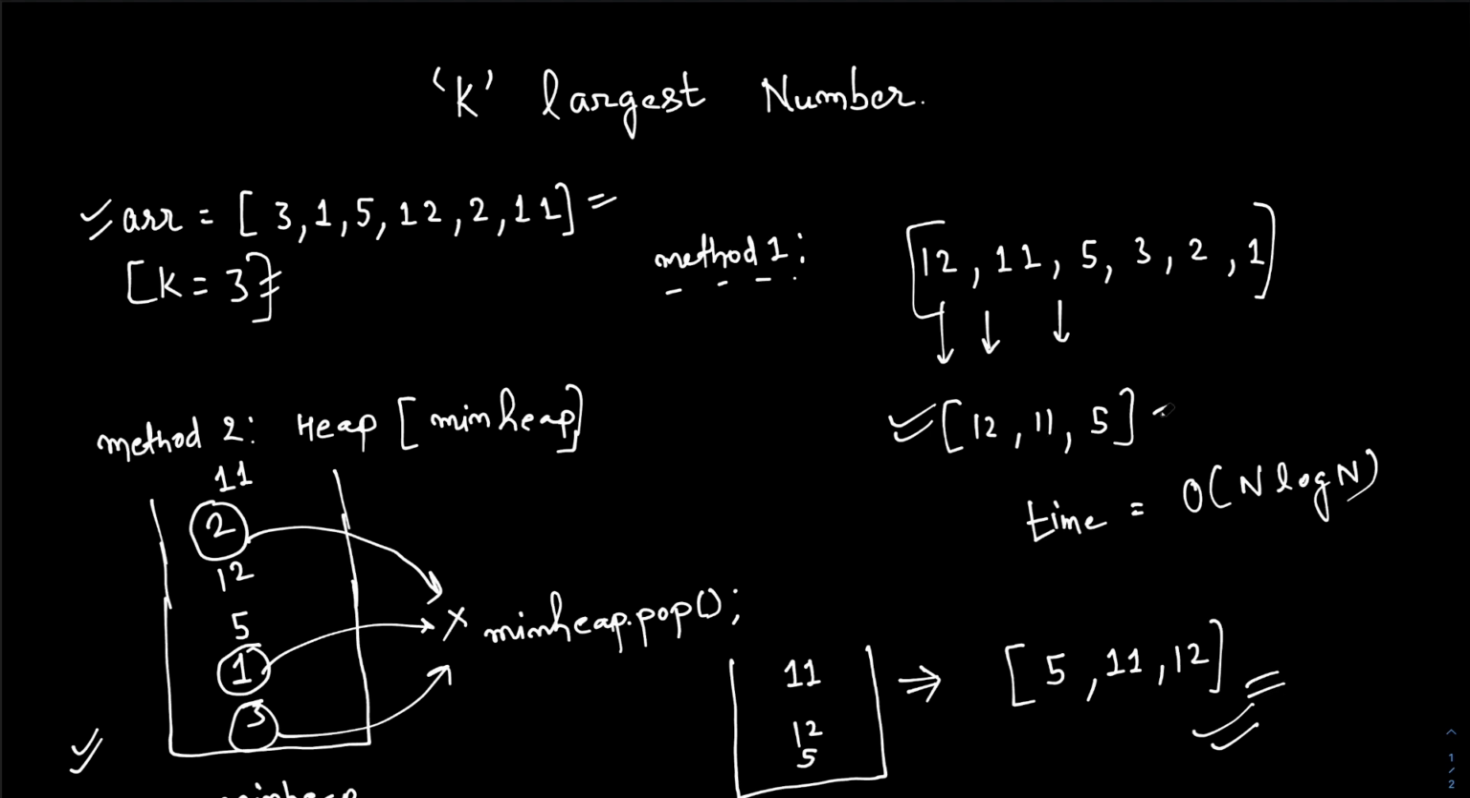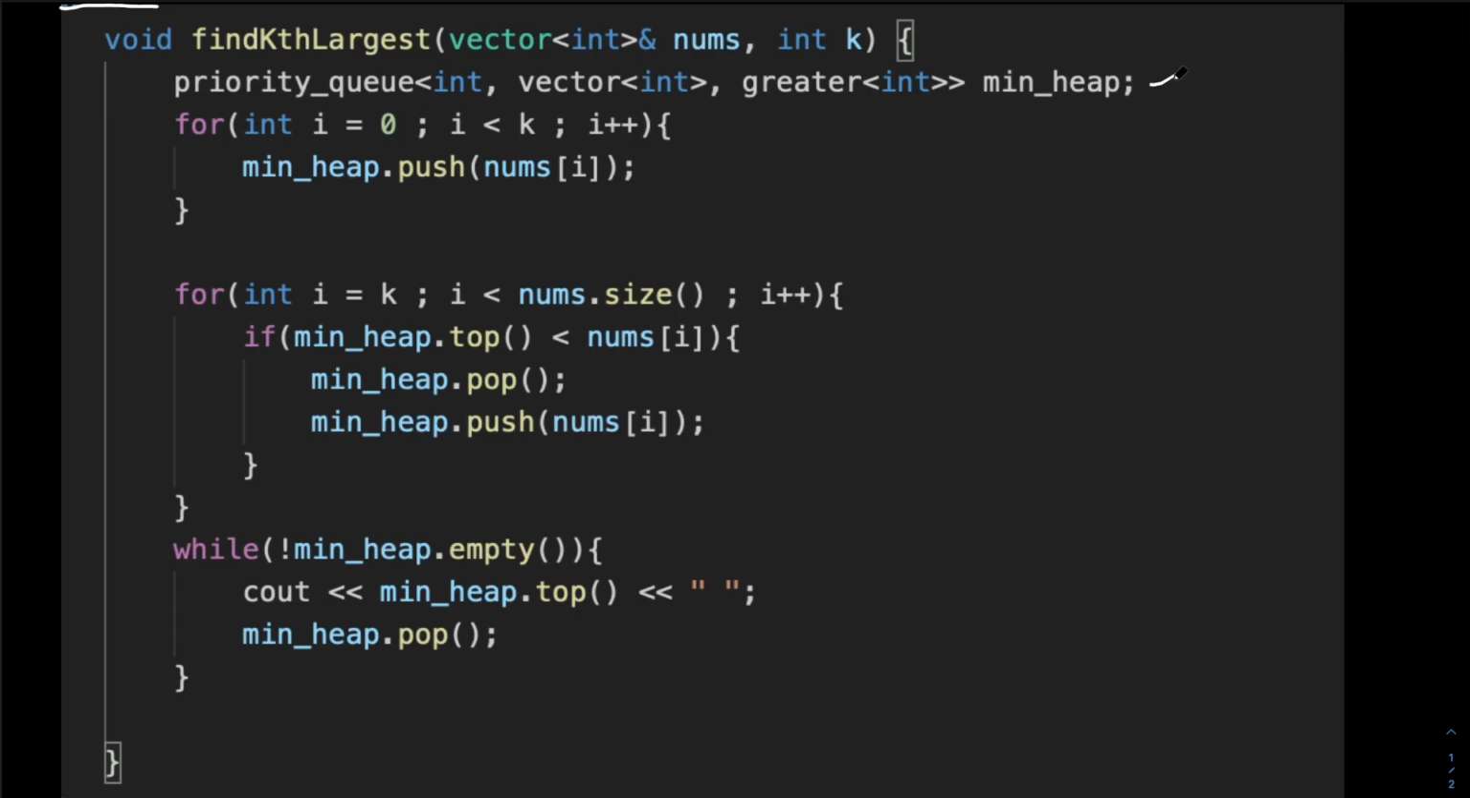Same here, you can see this. We are initializing a priority queue here, and we are pushing up to k elements in the heap, and after that we are checking if the number that we are pushing is greater than the top element. Then we are removing the top element, which is the minimum value of the heap, and we are pushing this number inside the heap. And at the end, until the heap is empty, we are printing out the number and popping out the values.